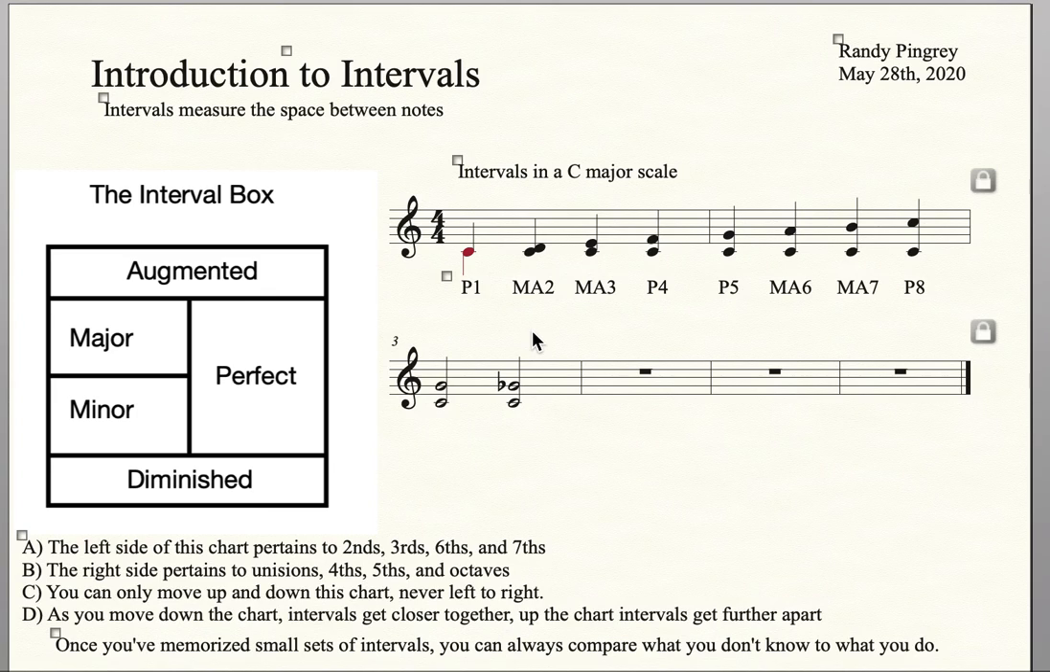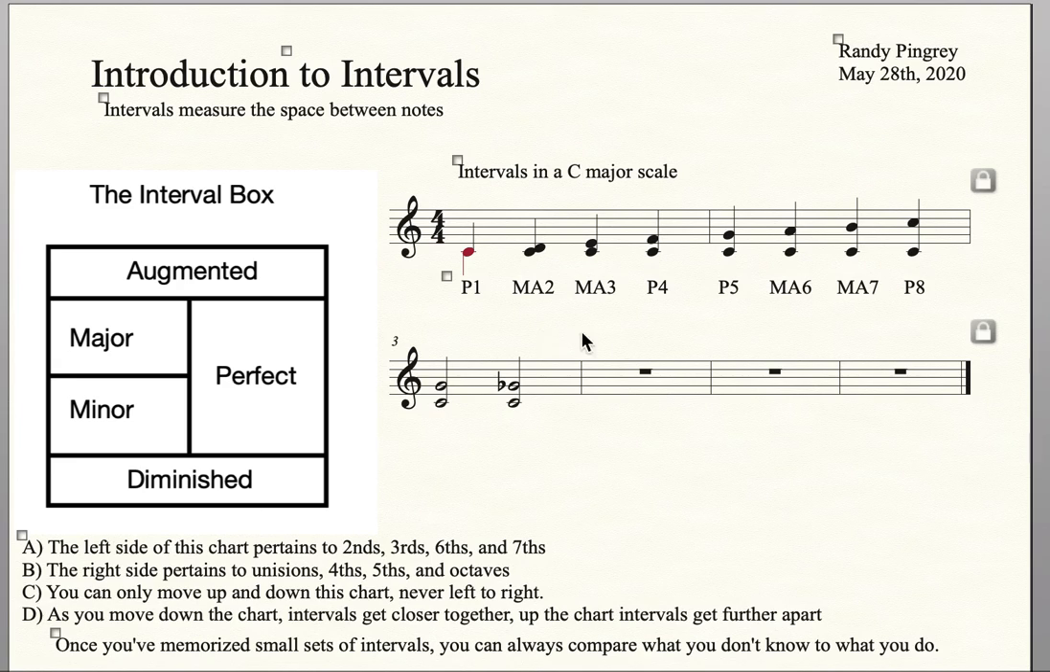Intervals are one of the basic building blocks of music, and you have to be so good at intervals that you can identify them instantaneously. So I'm going to show you some tricks and some methods to help you identify intervals quickly.